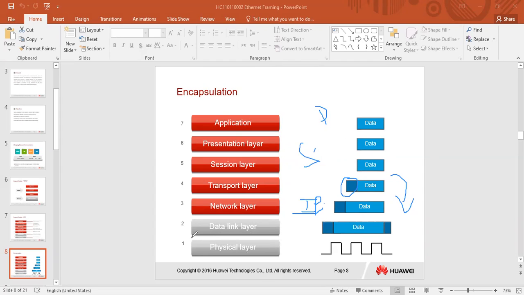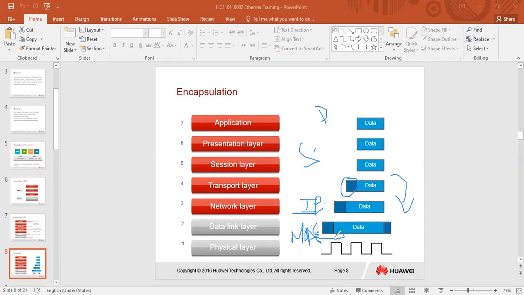At the data link layer, the header and the trailer are both added. The header is in the form of MAC addresses, source MAC address and destination MAC address, and the type of data, which type of data you are using. At this layer the header and trailer are added. What is the trailer? The trailer is the checksum. Checksum is a process which checks whether your data is correct or not at your destination layer.